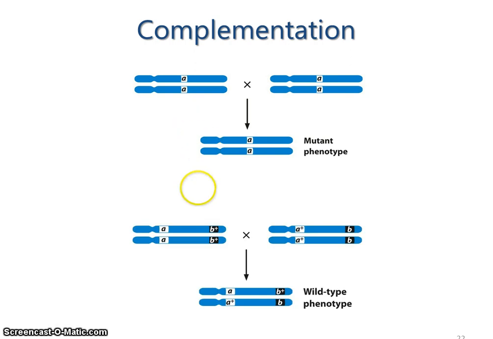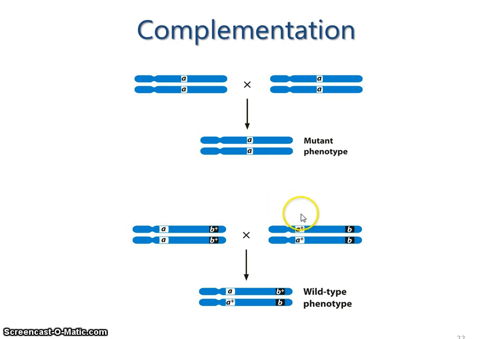If, however, we find that the phenotype is caused by mutations at different loci in different organisms, then we can breed them together, and when we do that, we're going to generate a wild-type phenotype, which is due to heterozygosity at both loci, because presumably we have a mutation at one locus and the other locus is wild type.